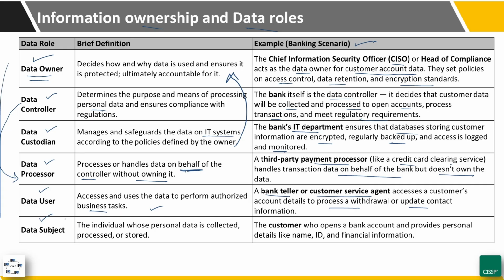And the last one is the data subject. These are the individuals whose personal data is collected, processed, or stored. And these are the customers in our example who open a bank account and provide personal information details like name, ID, and financial information. So I hope this makes sense. This slide is very important. You should know all these data roles, what they mean, and you should also understand their purpose through this example so that you can correlate them in any organization or any example.